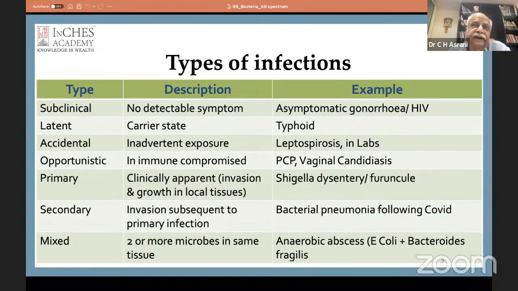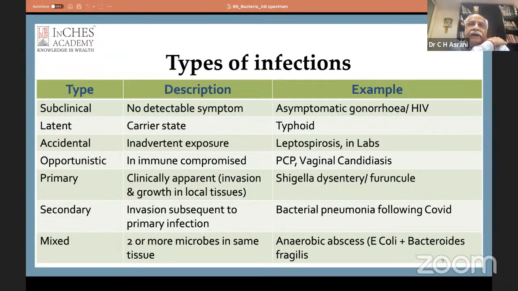So what are the types of symptoms? Let us look at the symptoms before we look at the bacteria. One is subclinical: the patient has no symptoms and it is detected accidentally, as in asymptomatic gonorrhea and HIV. Latent infection is a carrier state, commonly seen in typhoid.